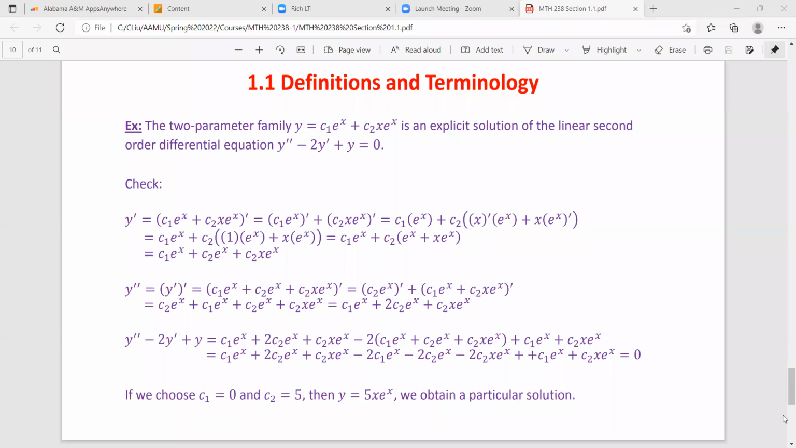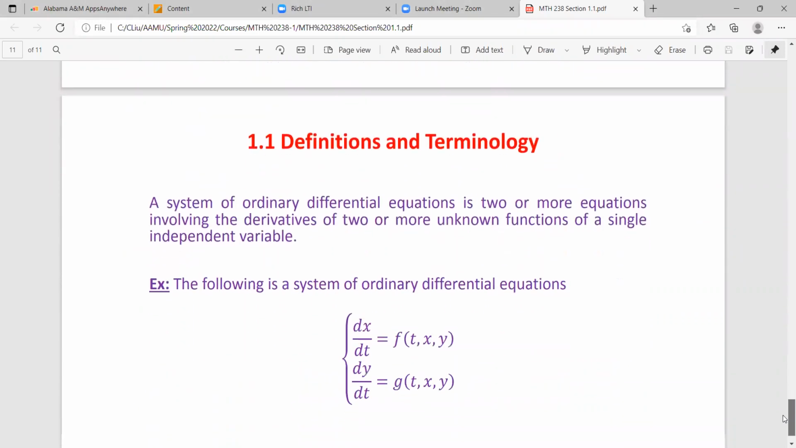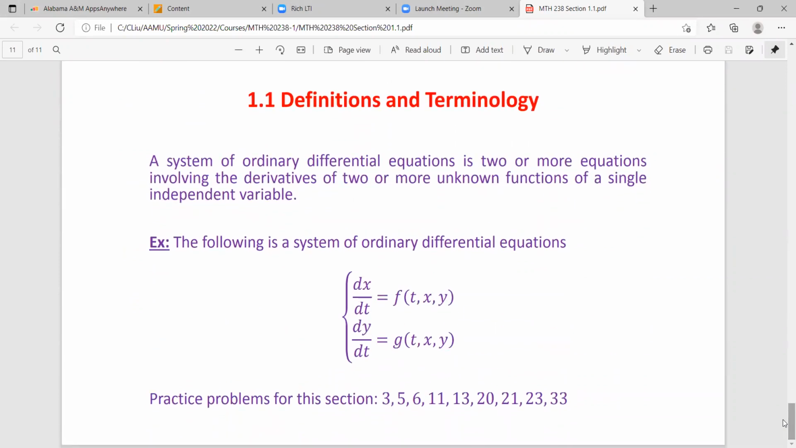Can we go to the next page? Okay. Okay, we have one more page to finish. Okay. So this is just definition.